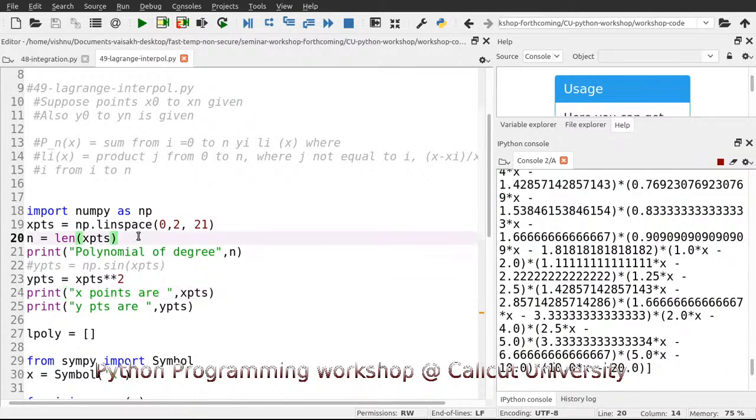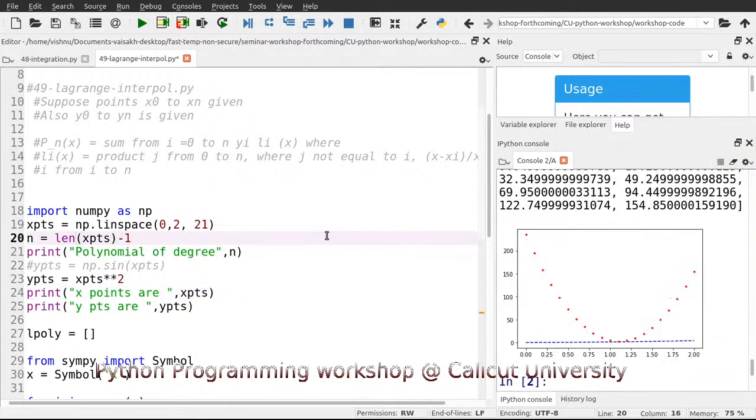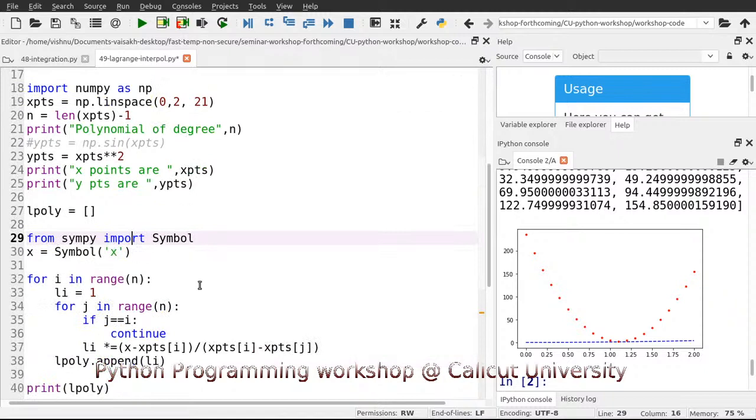We have polynomial of degree... Since we have taken 20 points, we'll get polynomial of degree 20 only. Okay, so that's fixed there. Now, from where to where do we have to run? I in range, we need to run i from 0 to n. So we need L0, L1, L2, etc. up to L20 is required.